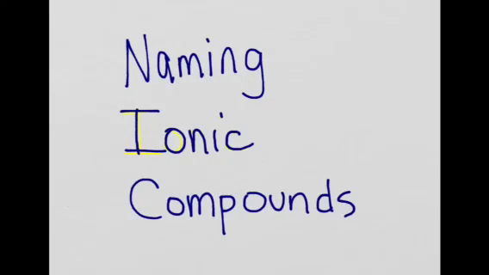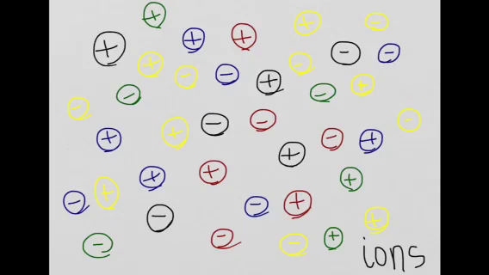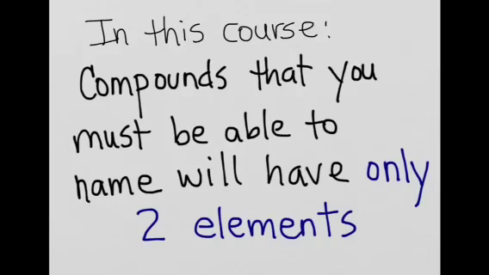In this video, we're going to learn the convention for naming ionic compounds. Ionic compounds derive their name from ions, which, as you know, are small charged particles. In this course, the compounds that you must be able to name will have only two elements.